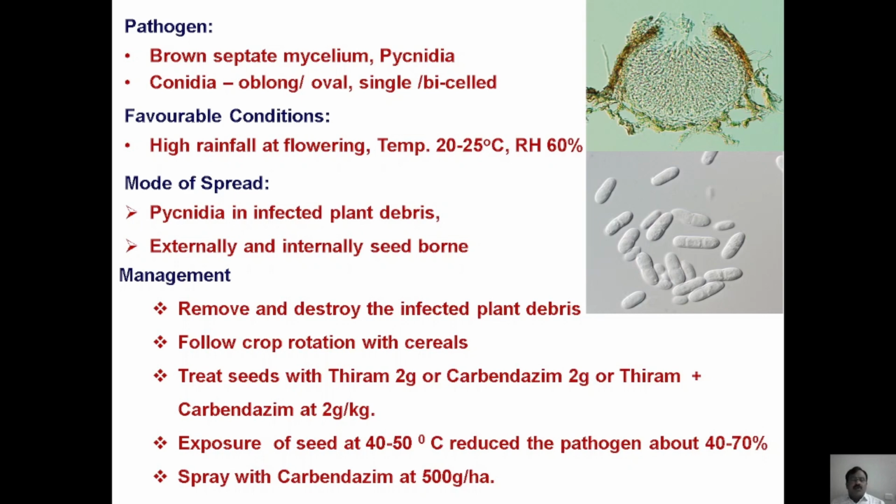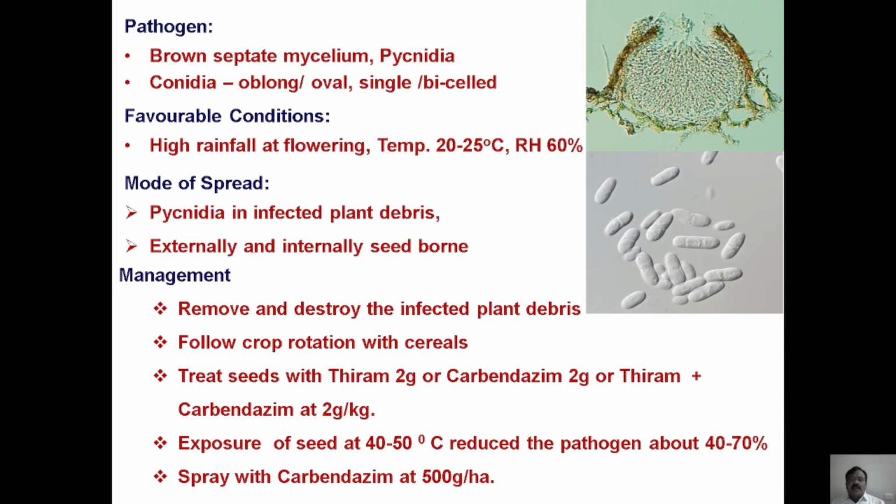To control or manage this disease, remove and destroy the plant debris which serves as the reservoir of disease. And then if the disease was severe in the previous seasons, then better go for crop rotation with a non-host crop like cereals.